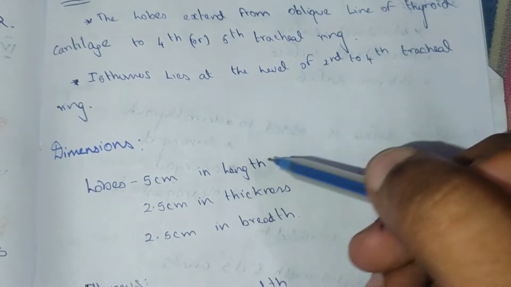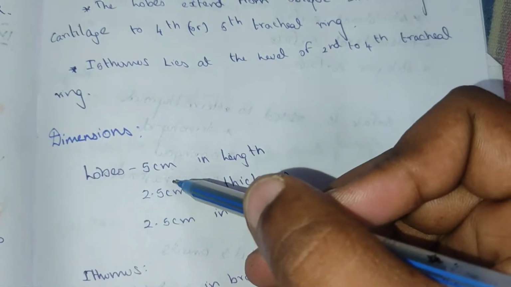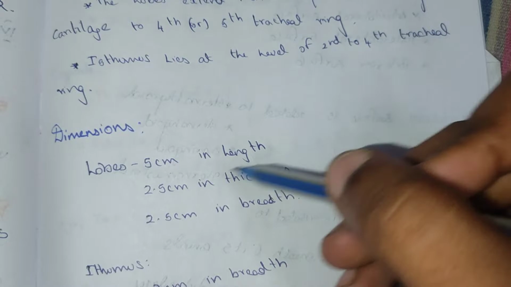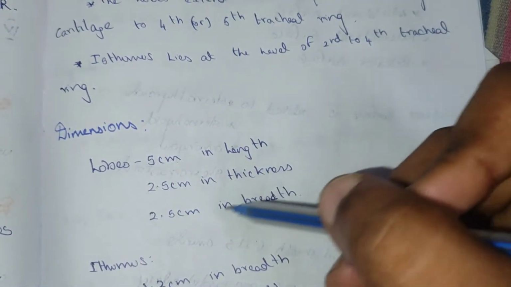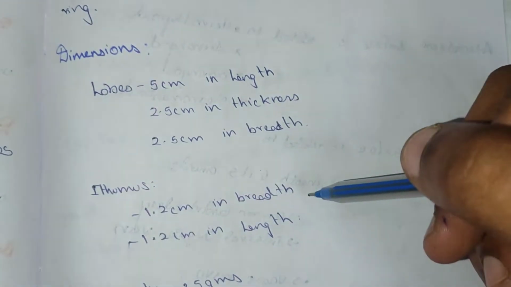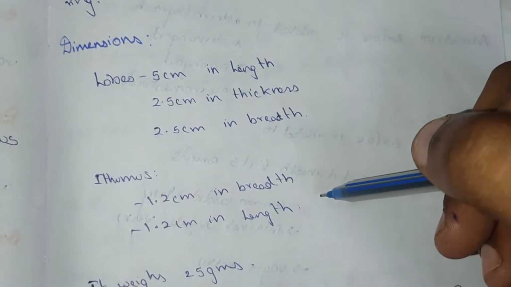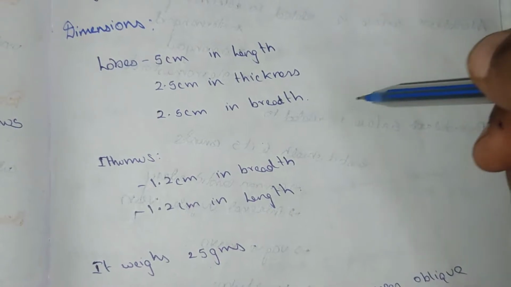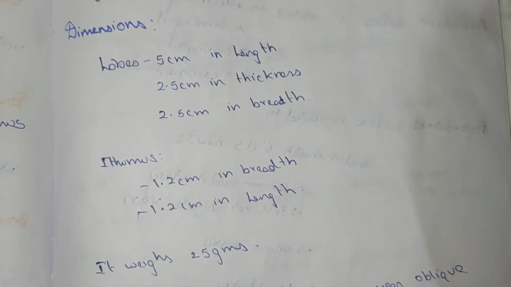Now we will see the dimensions. The lobes are 5 cm in length, 2.5 cm in thickness, 2.5 cm in breadth. The isthmus is 1.2 cm in breadth and 1.2 cm in length. And this gland weighs 25 grams.